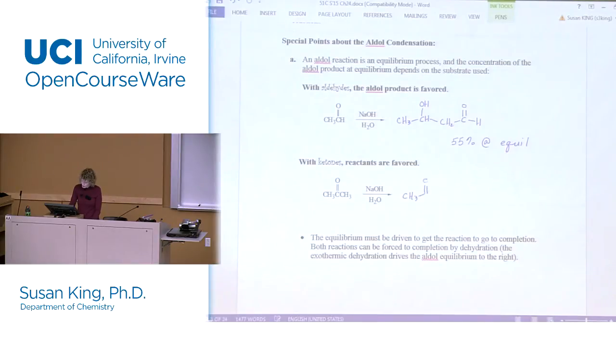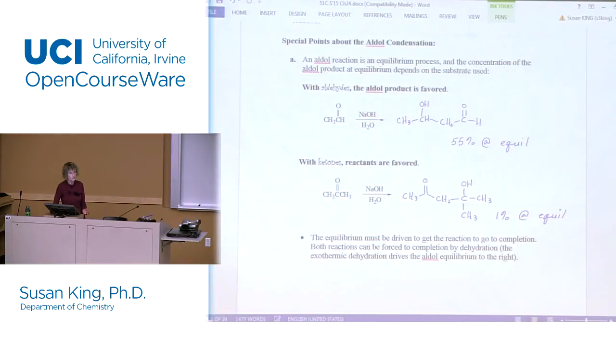And what you want to do, the first learning curve for aldol, is to be able to draw the correct product. So you want to go back today and make sure that I'm drawing these products correctly here by going through the mechanism for both of these reactions. And for this one here, it's only 1% at equilibrium.